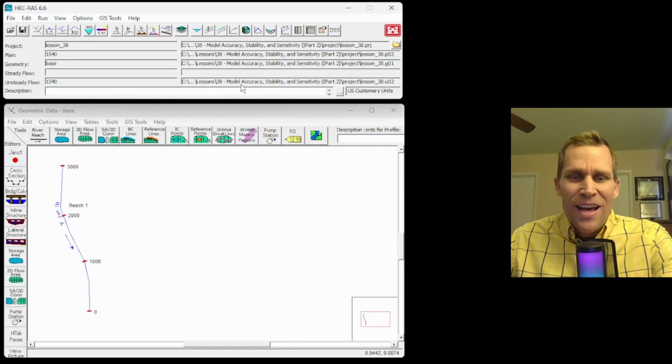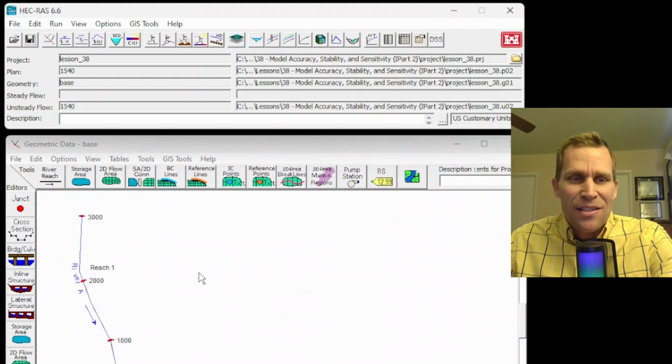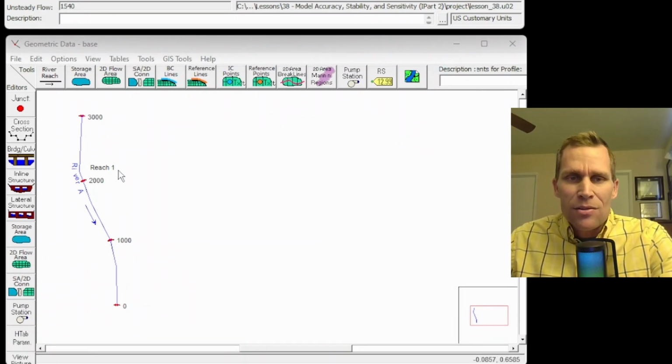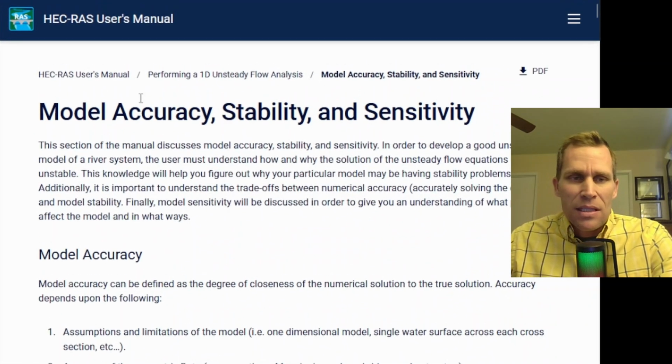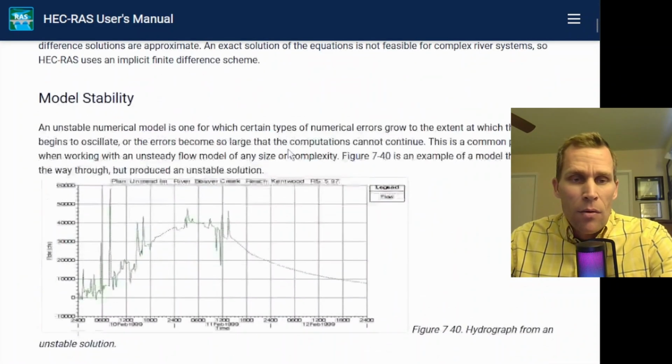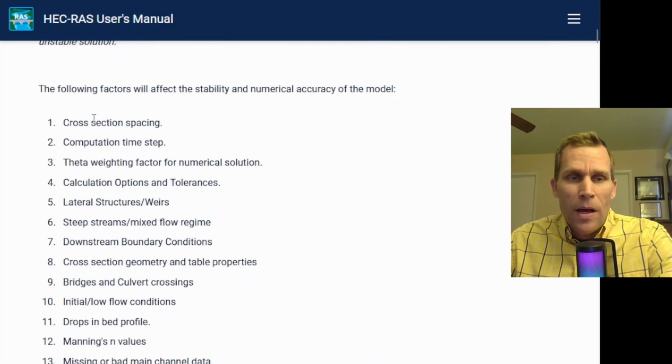All right, so what I have on the screen here is my HEC-RAS. It's a model, a very simple model, but I'm going to be returning to this as needed. What I'm actually going to do to guide this lesson is go to this page here, Model Accuracy, Stability, and Sensitivity, and I'm going to leave a link to this page in the video description if you're interested in following along.